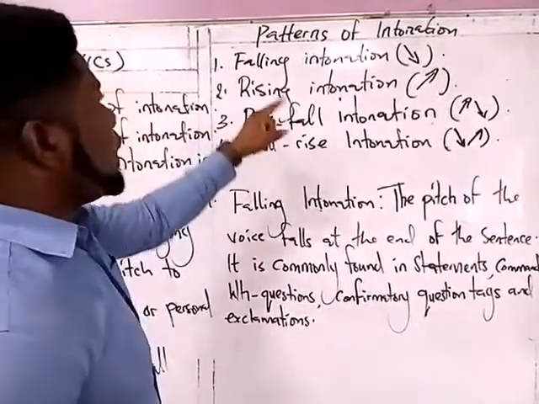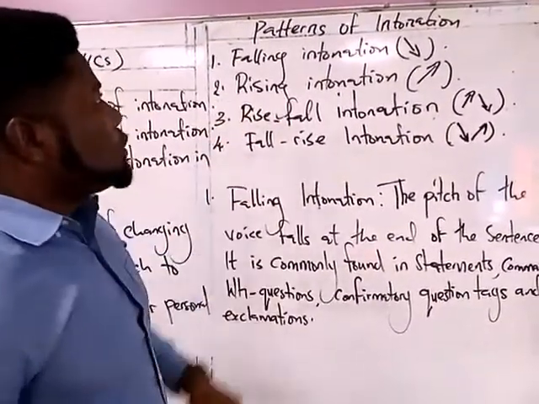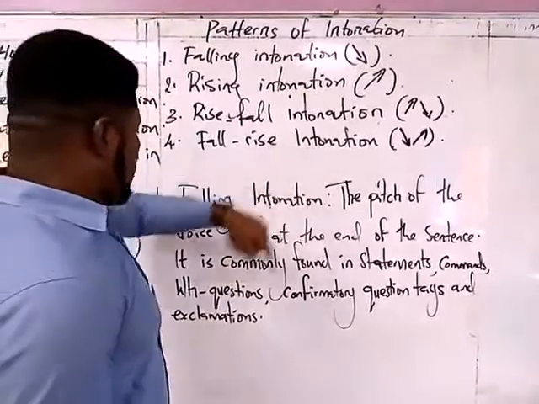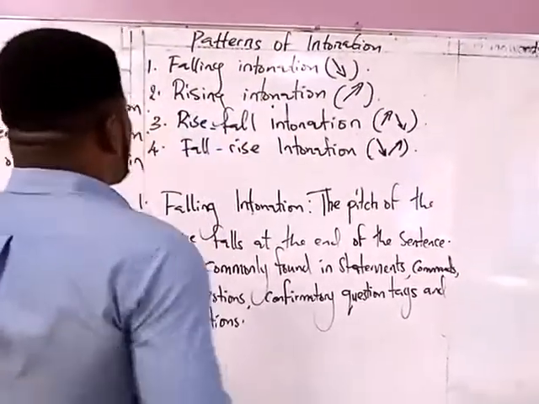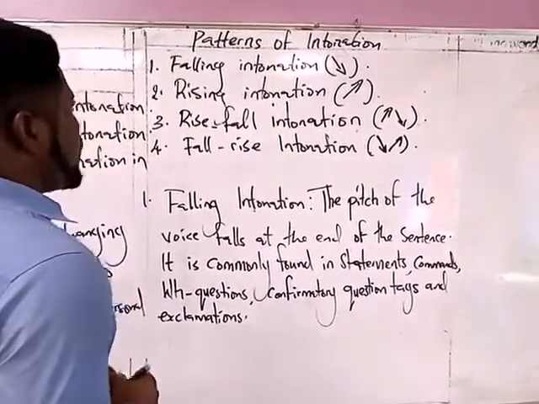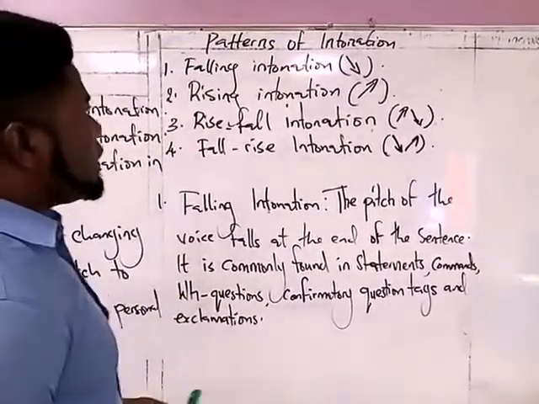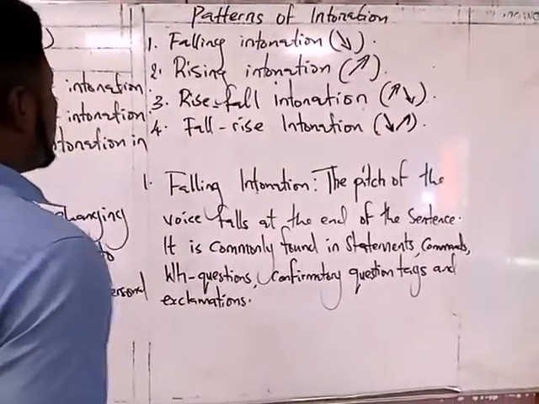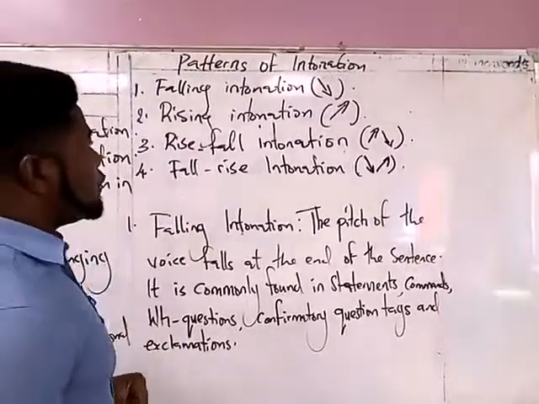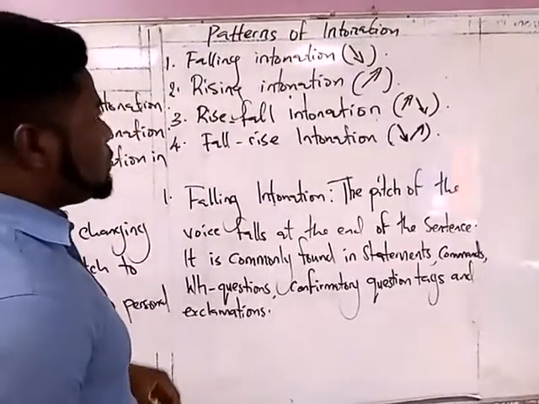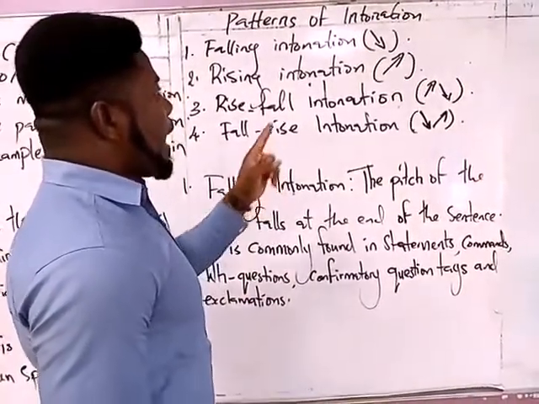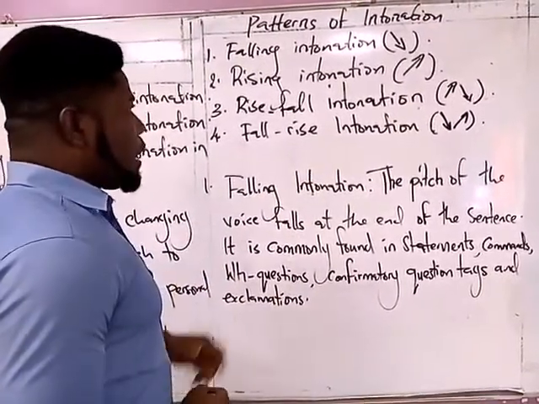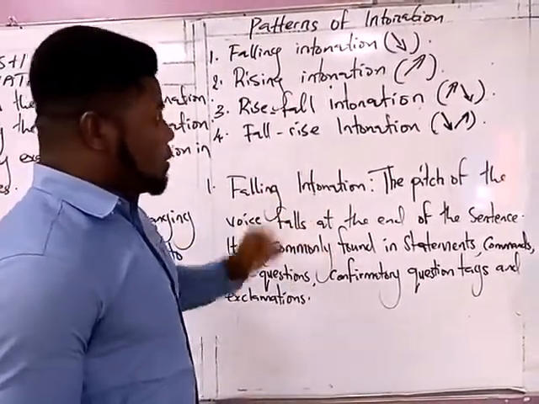The patterns of intonation. One, falling intonation. Under falling intonation, you observe that the arrow is going downwards. Two, rising intonation. You can see that the arrow is going upward. Three, rise-fall intonation. The arrow goes up, then down. Number four, fall-rise intonation. Here you can see that the arrow goes down, then up.